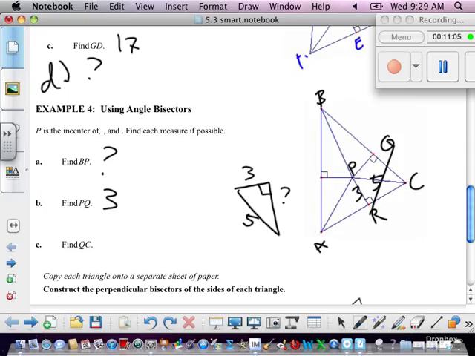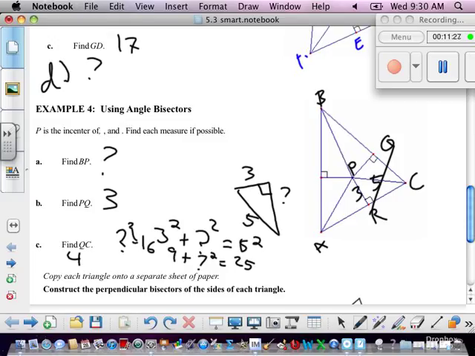Pythagorean theorem. 3 squared plus my unknown squared equals 5 squared. So 9 plus my unknown squared equals 25. Subtract. We get my unknown squared equals 16. So QC equals 4. Because the square root of 16 is 4.